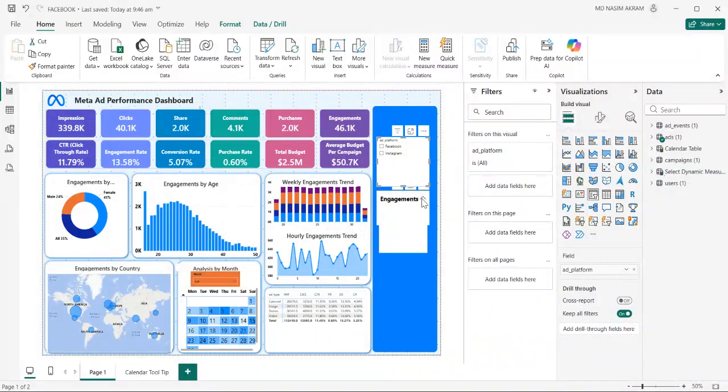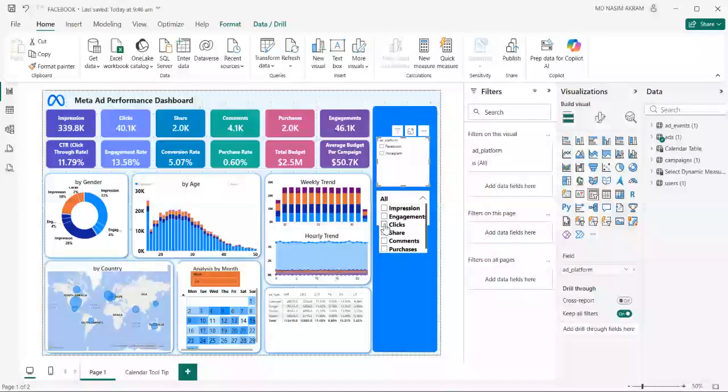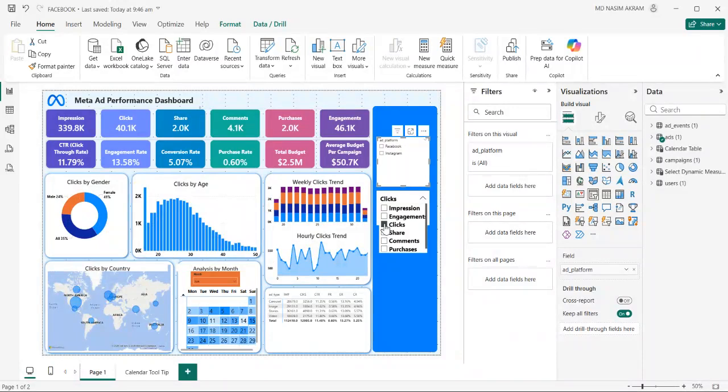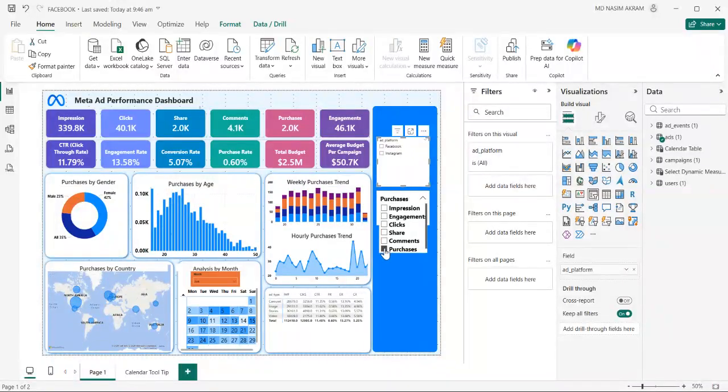And this is another slicer where we can see everything as per the clicks. Let's say you want to see everything for the clicks only, so everything will be displayed for the clicks only. And then share, and this is for the purchases, those who have purchased, this is their data. The most of the people who have purchased through the advertisement are between the age of 20 and 30. We can get these insights from here very easily.